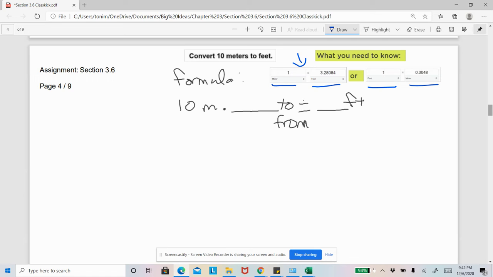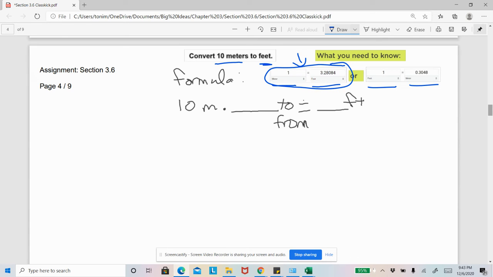So you start off with 10 meters. There's your 10 meters. You show your multiplication sign. It's always going to be the same formula. You show a fraction line. You write the 2 over from. You write your equal sign, another fraction line, and then you're converting to feet. Okay, so that's your formula that you are always going to write. All right, so we are going to use this one. So I'm going to circle that. That's the one I'm going to use.